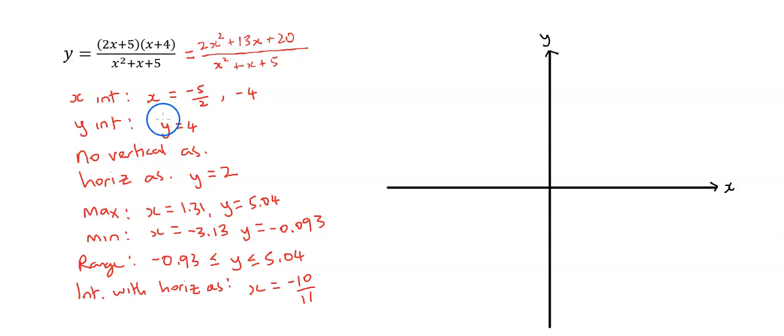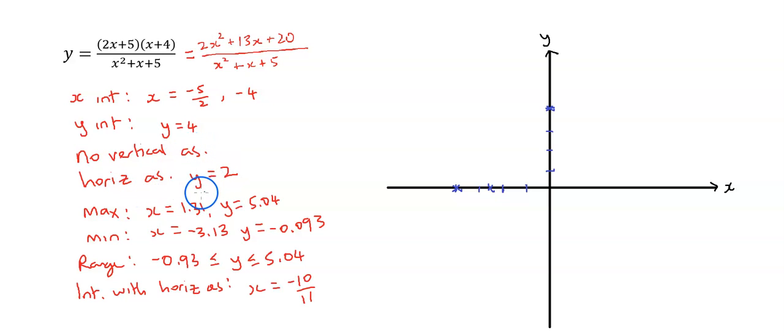So let's go ahead and mark all these points on the graph. We have x-intercepts when x is equal to negative 4 or negative 5 over 2, so negative 2.5. So let's say this is 1, 2, 3, 4. So negative 2.5 would be here, and then negative 4 is here. So those are our two x-intercepts. And we have a y-intercept at y equals 4. So 1, 2, 3, 4. So that's our y-intercept. We have no vertical asymptotes.